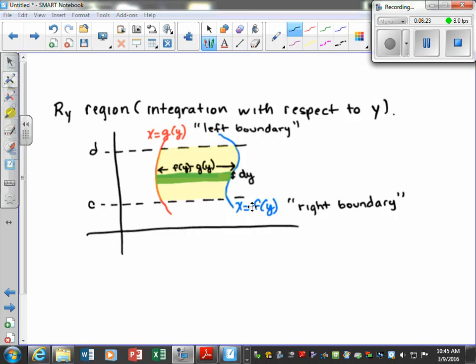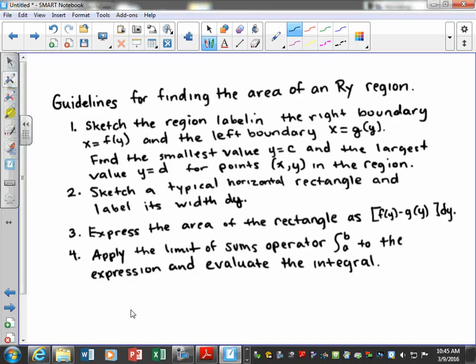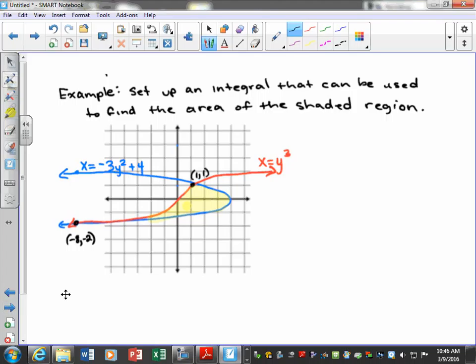So this blue one would be your right boundary, and the red one we consider our left boundary. Okay, just like last time, I gave you some guidelines for finding an area of Rx, so this is your guidelines for the RY region. If you'll take a few minutes and jot that down and read through that, we'll be able to apply these. But this first particular problem, we're just going to set it up just like we did last time. So I'm just going to try to familiarize you with setting these up before we actually work a lot of these out. So I'll give you a few minutes to sketch this and then we'll get started.